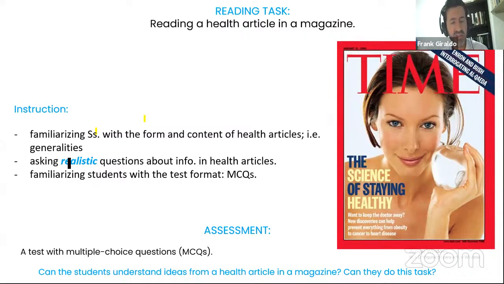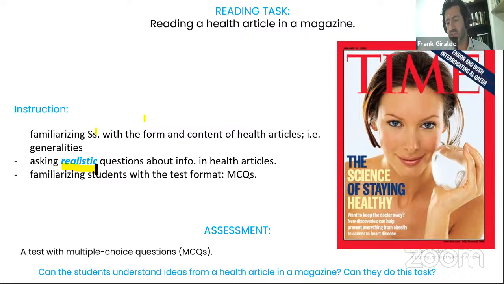What are some generalities that happen in a health article? So meaning they read health articles so they become aware of the genre. What does a health article include? Does it include statistics, for example? Okay, so that's something that happens. Another one, and I will be coming back to this point, asking realistic questions about information in health articles. That's the center of the task for a reading task.